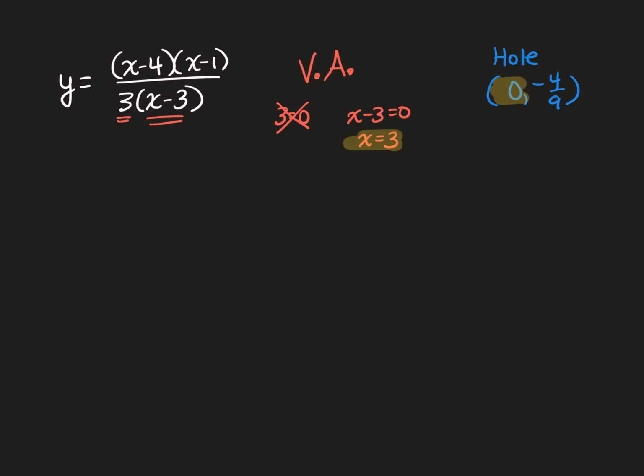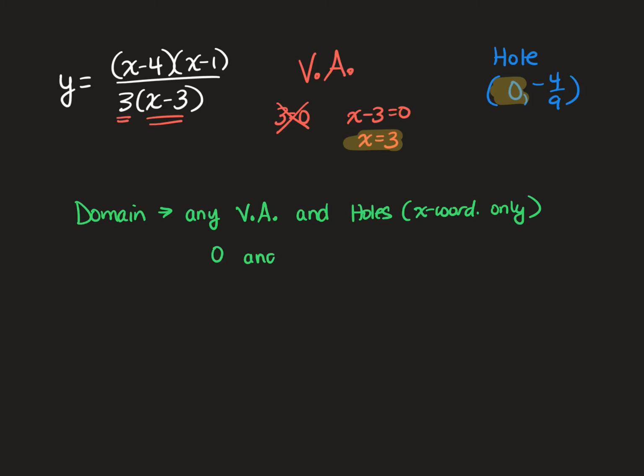Just like we talked about with end behavior, if you know the slant or horizontal asymptote, you don't need to know the equation and you don't need to see the picture to write the end behavior. The same thing is true for your domain. Domain comes from any vertical asymptotes and holes in your function, and I'm just going to put in parentheses the x-coordinate only. Here's what I know. Those two values, in order from smallest to largest, are 0 and 3. Those two values tell me where the breaks in my domain will be.